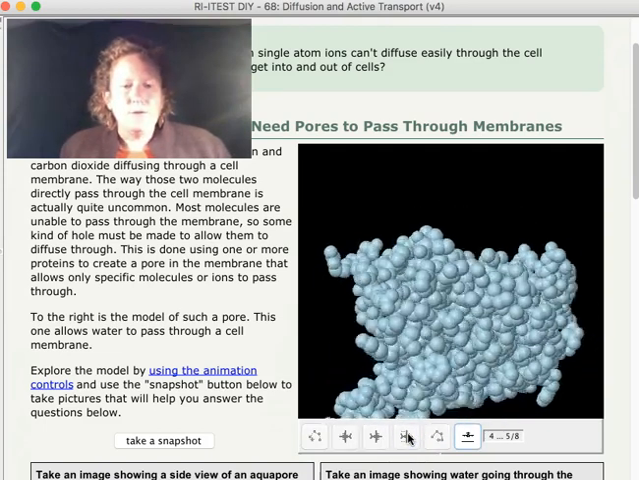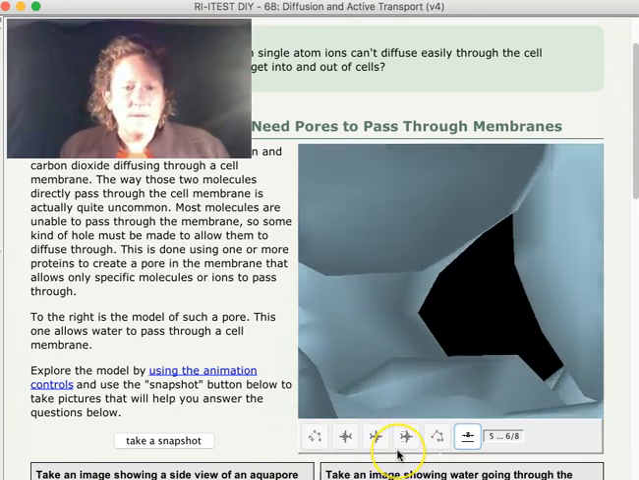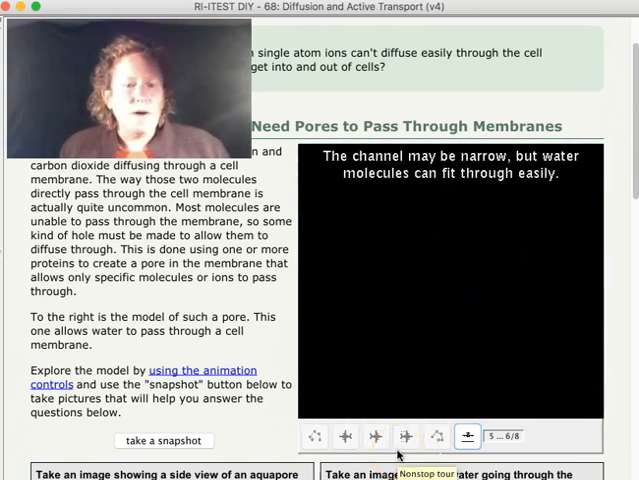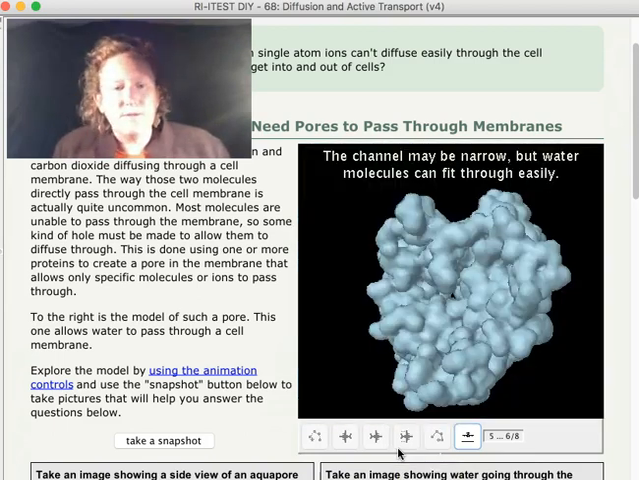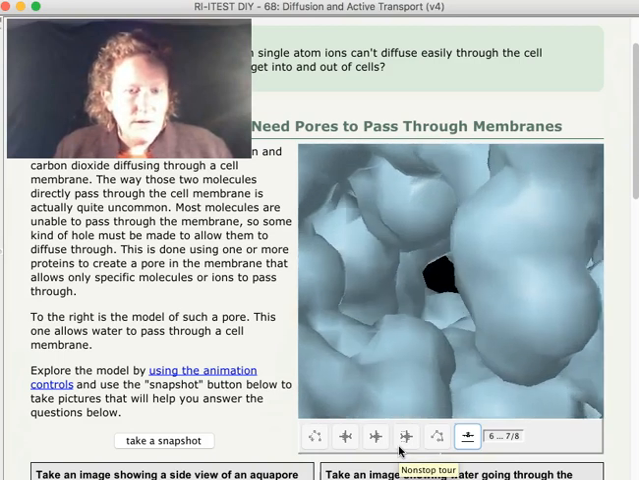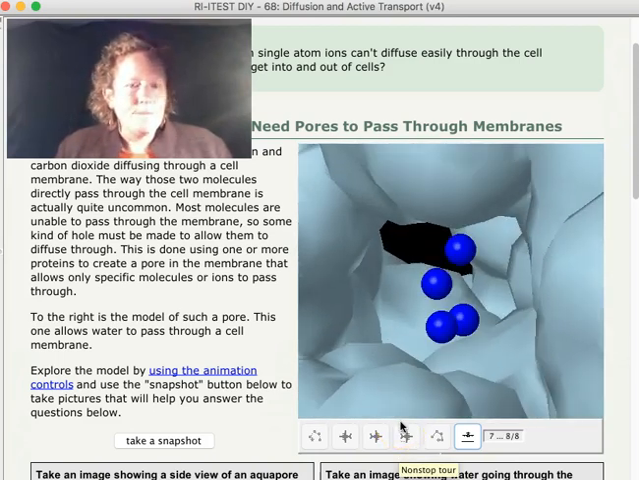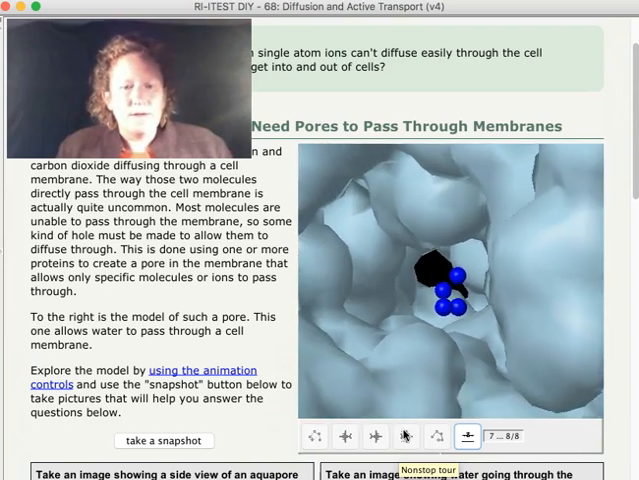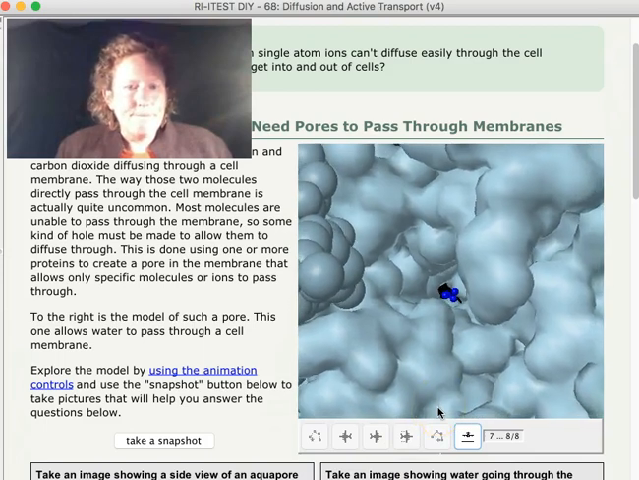We're going to take a little tour of one of the channels here. I'm going to dive inside the molecule and be a water molecule. It's narrow, but the water molecules are going to fit easily through that little channel in the aquapore. There's the water as the little blue circles there.